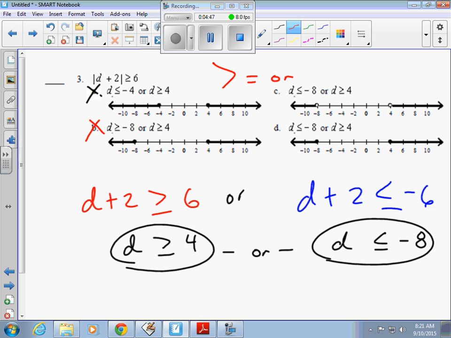So we have to make sure our graphs are correct now. So D is greater than or equal to 4. So at 4, notice this one has a bubble and this one has a bubble, and it's showing everything greater than them. But for C, it's an open bubble. And since this one says greater than or equal to, you have to color in the bubble. That's what makes this one incorrect. D, again, is the correct answer for that one.